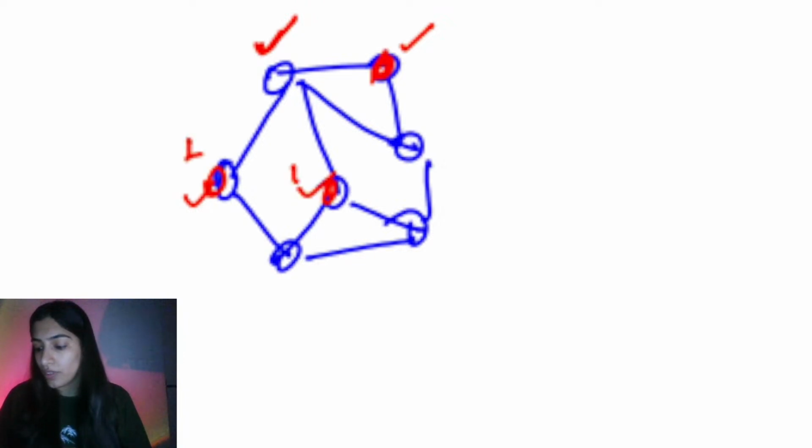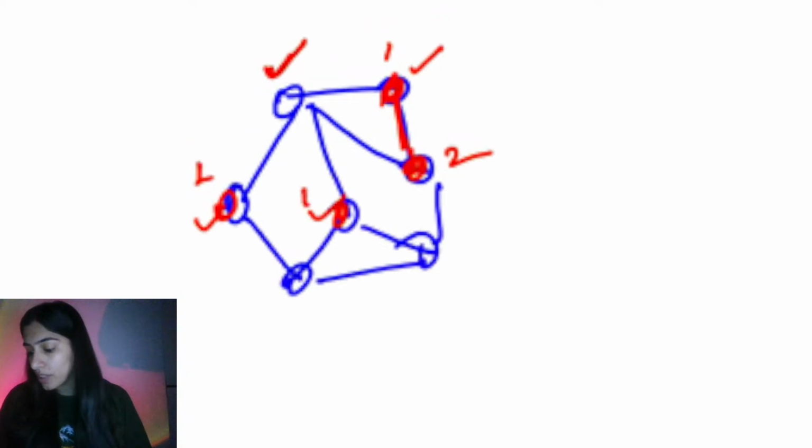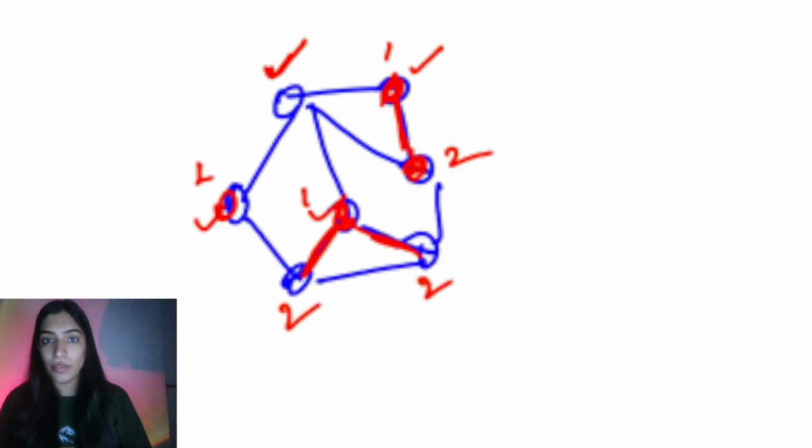So level 1, level 1, level 1. Now, which are the nodes that are connected from these level 1 nodes? If this is the one that is connected, this is level 2. Now this is the one that is connected, level 2. Again, this is the one that is connected, again level 2. So these are the nodes that we are going to visit in level 2.